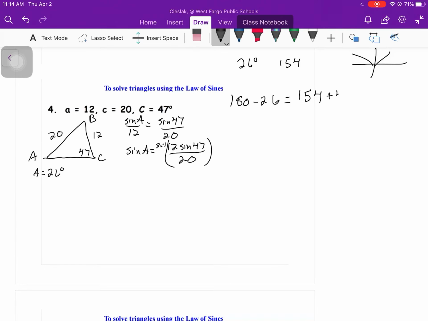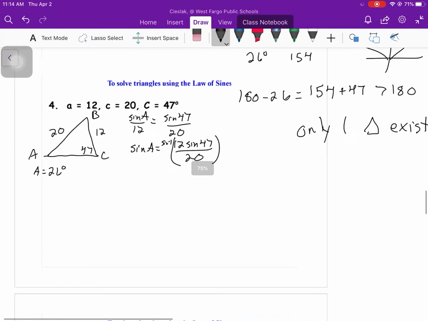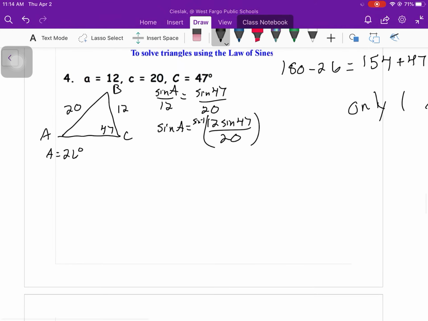If I do this, that would mean that if I had a 154 degree angle and I go plus 47, that is going to be larger than 180, which means there's nothing left for my third angle. So only one triangle exists. Okay, there's not enough left over for us then. So now all we have to do is finish solving this first triangle.